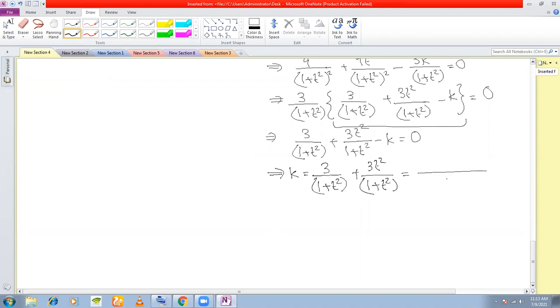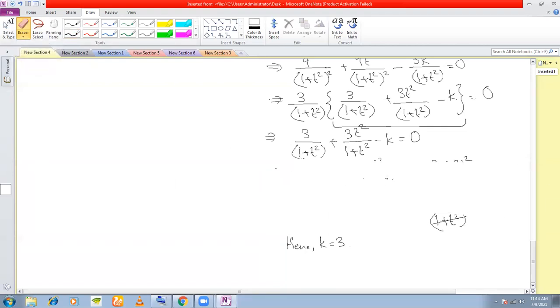Take the LCM. You get 3 plus 3t square. So from the numerator, you can take 3 common. It cancels. So what are you getting? K is equal to 3. So luckily, t is cancelling. Otherwise, you would have got k in terms of t. Okay. So hence, the value of k is 3. Any question? No, sir. Then we'll move on to the next question.